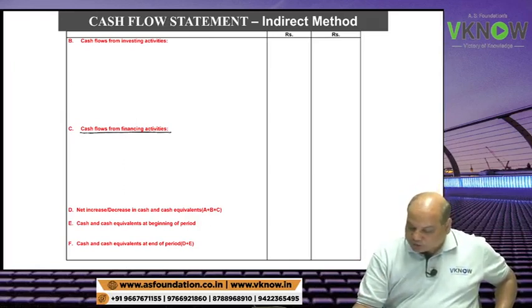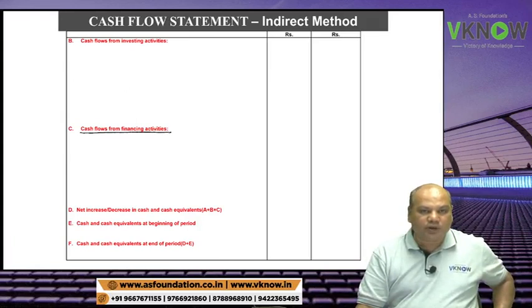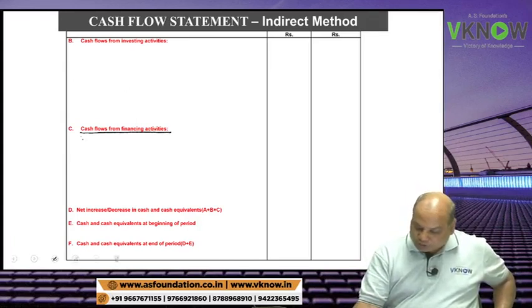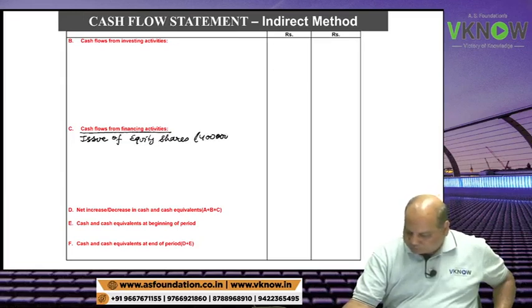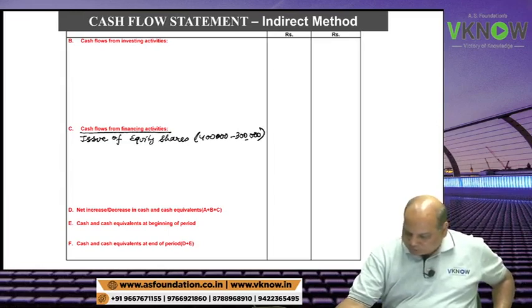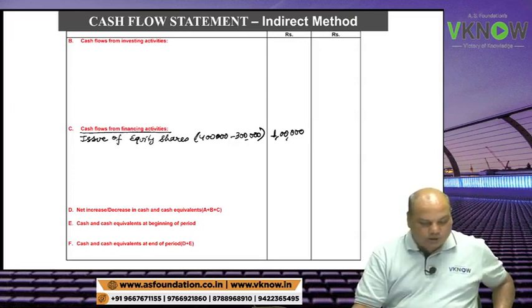So come to cash flow from financing activity, point number C, and write here issue of equity shares. 4 lakh minus 3 lakh. The answer is 1 lakh.